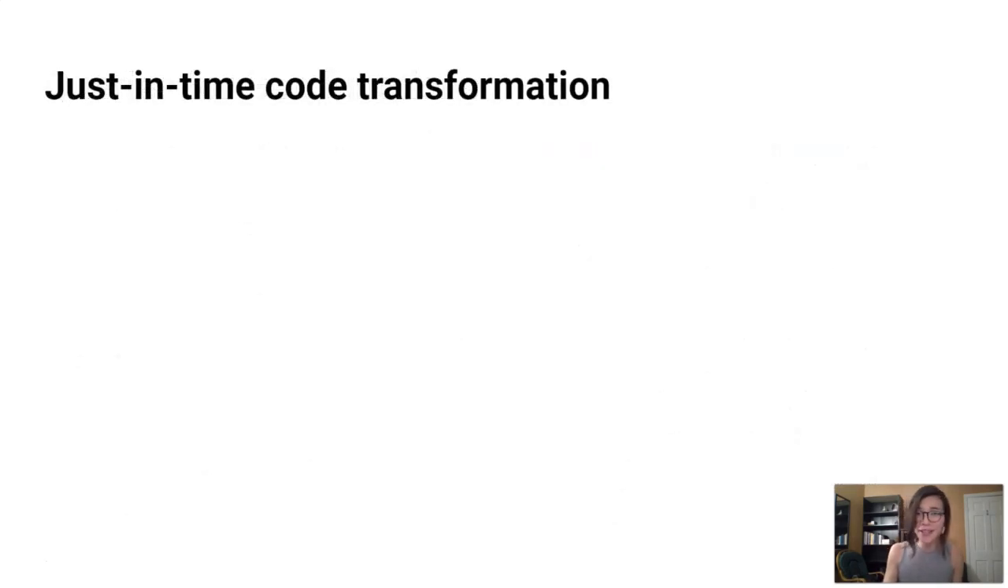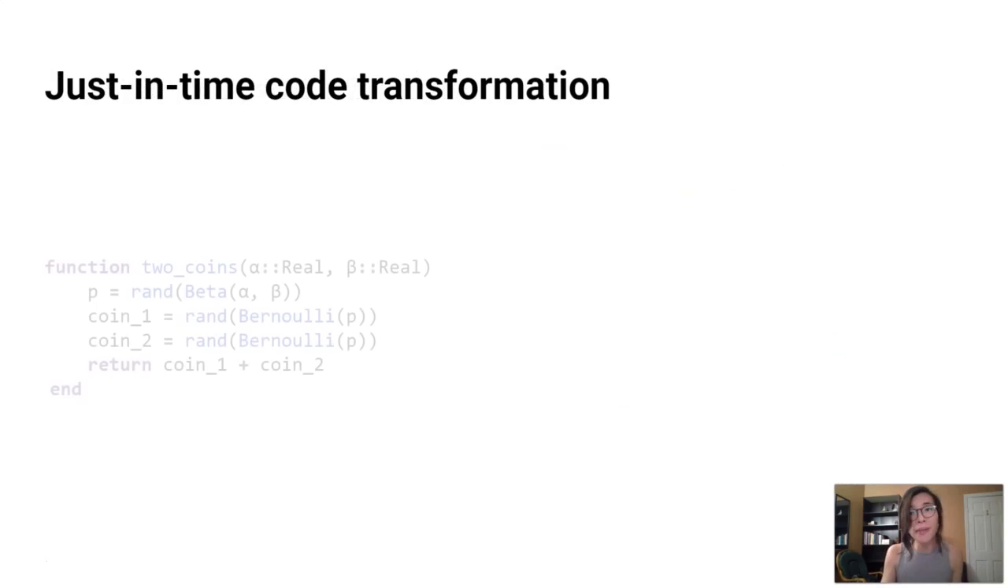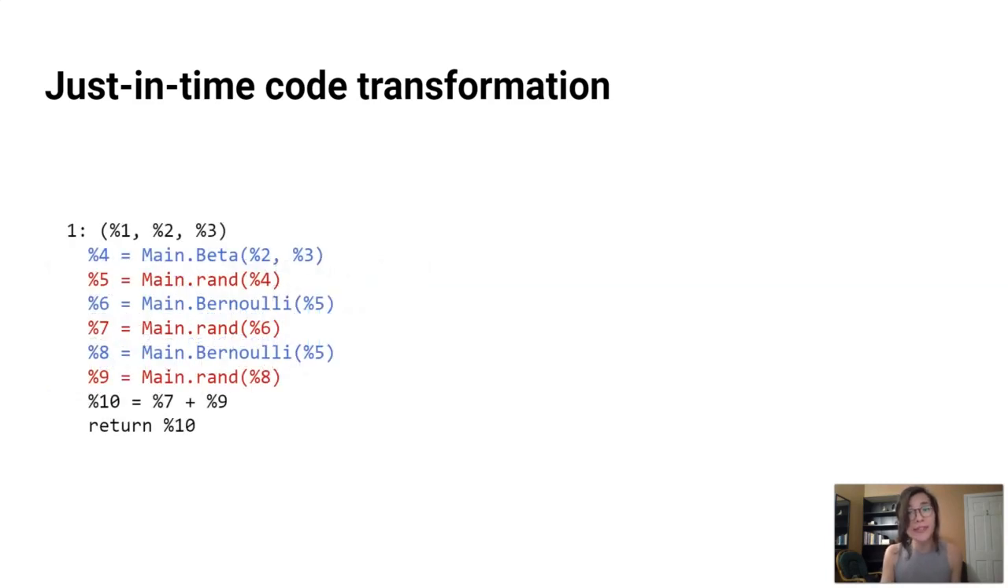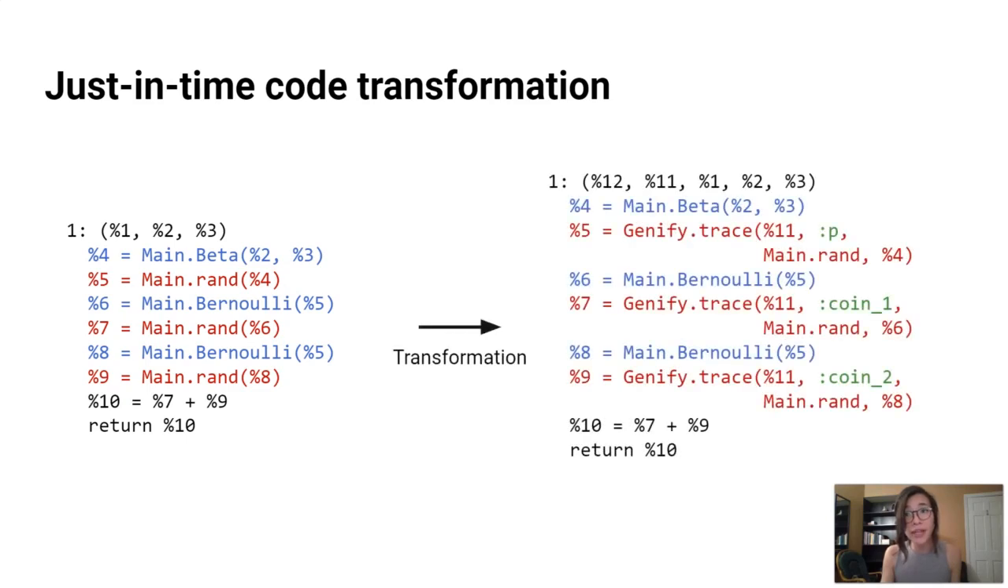So how does Genify do this? Let's consider the simple Julia method, which flips two potentially biased coins and returns their sum. In Julia, every method is lowered to an intermediate representation, or IR, which is accessible after compilation. For two coins, the IR looks like this. Genify operates on this IR, rewriting calls to random primitives with Genify calls. Non-primitive calls, which aren't shown here, are recursively transformed.